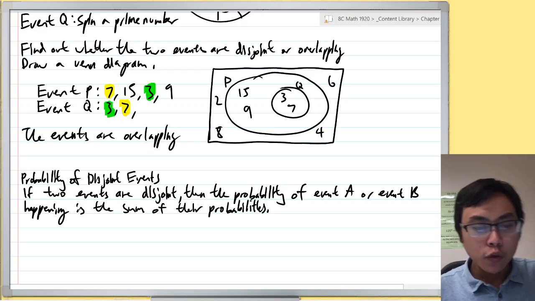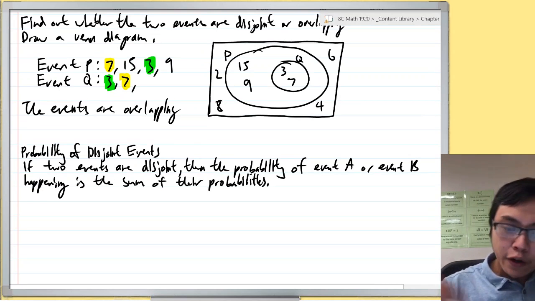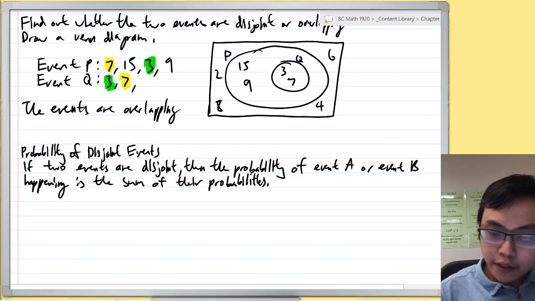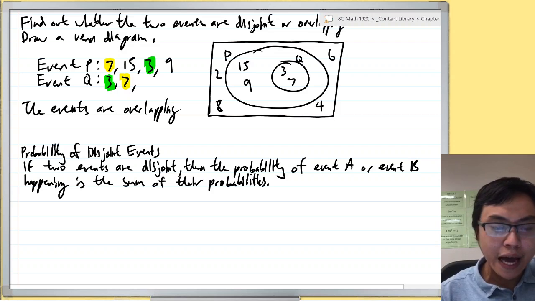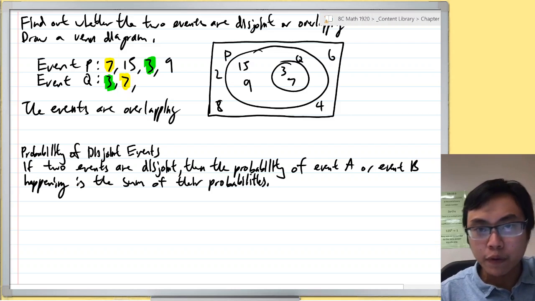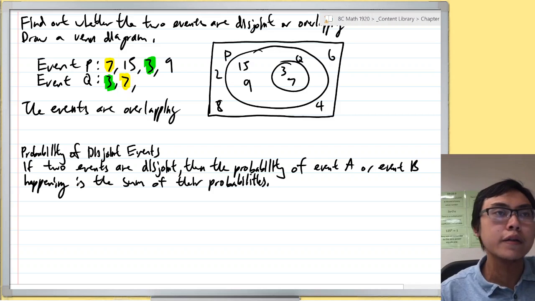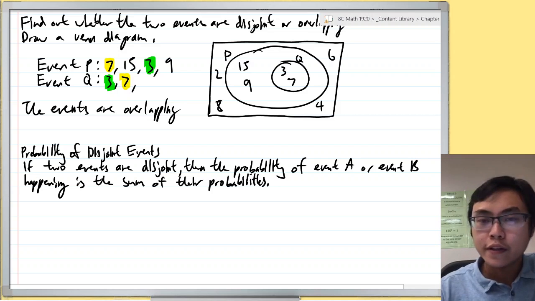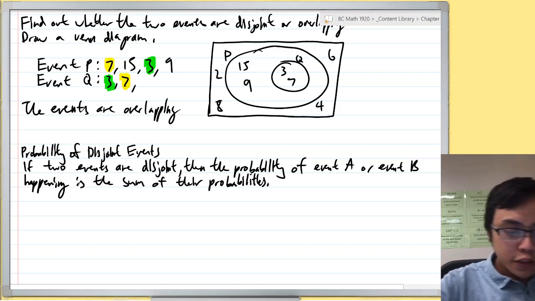Okay, so if two events A and B are disjoint, then the probability of event A or event B happening is the sum of their probabilities. So for example, let me talk about my simple probability.